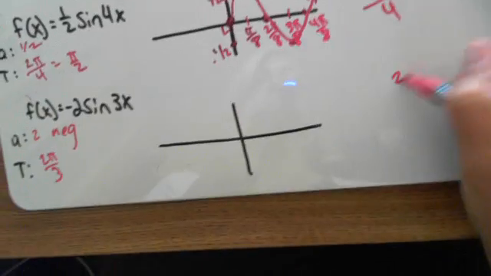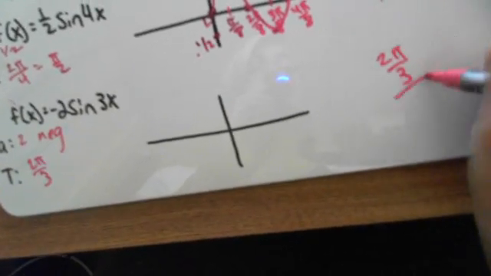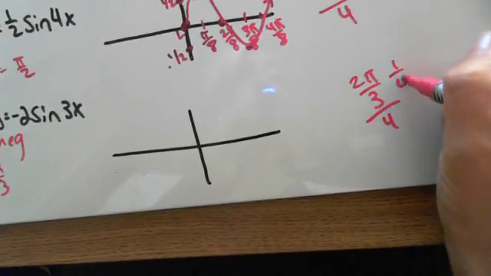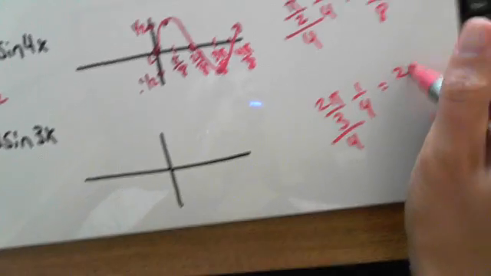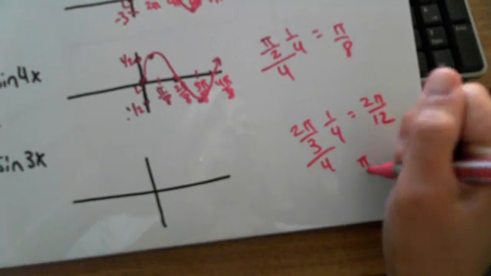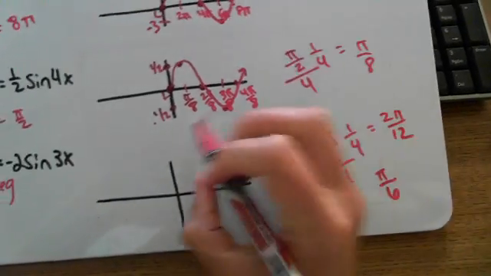I'm going to take my period, 2 pi over 3, and divide it by the 4 increments that I need. Remember, that's like multiplying by 1/4. That tells me each increment is going to be 2 pi over 12 units long. I'm going to go ahead and make that pi over 6. It just makes it easier to work with.